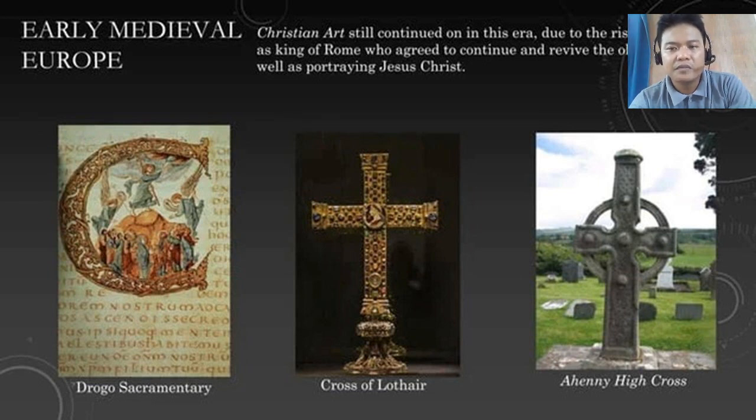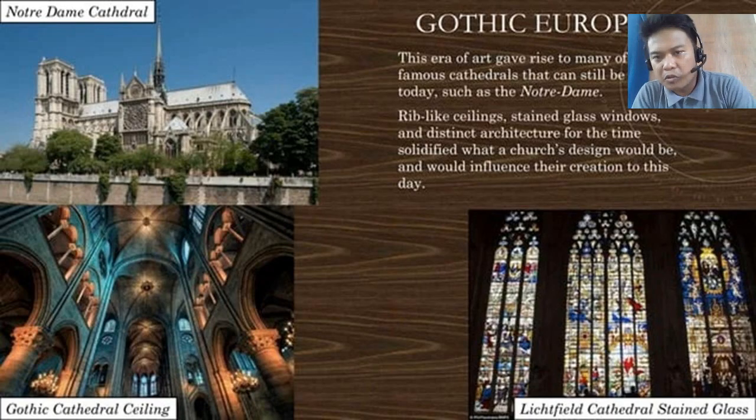This era of art gave rise to many of the famous cathedrals that can still be seen today, such as Notre Dame. If you have been to Notre Dame, you are very familiar with their ceilings, their walls, their art on the walls, because it follows the Gothic style of Europe, just like the Notre Dame Cathedral, the Gothic cathedral ceiling, and the Lichfield Cathedral stained glass. So that is Gothic Europe.